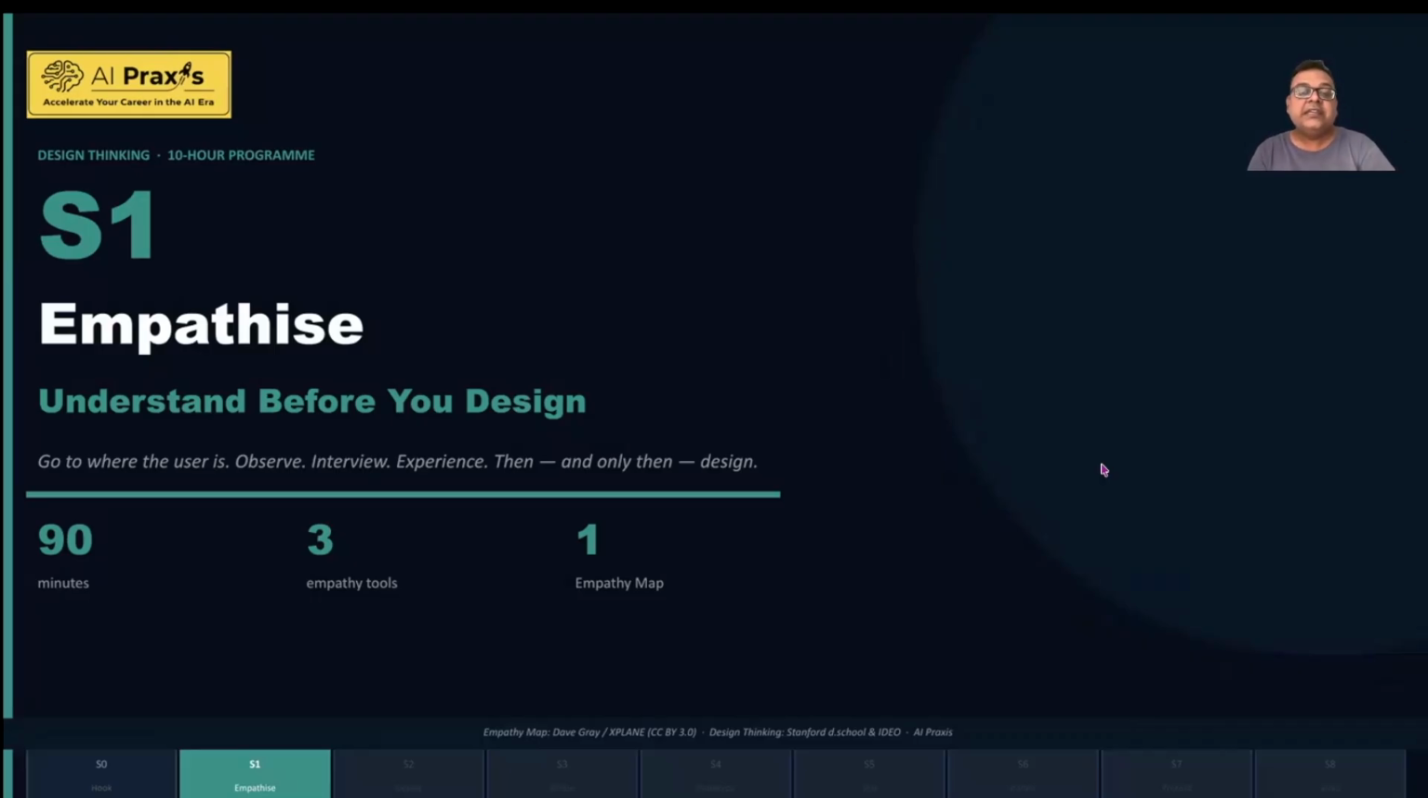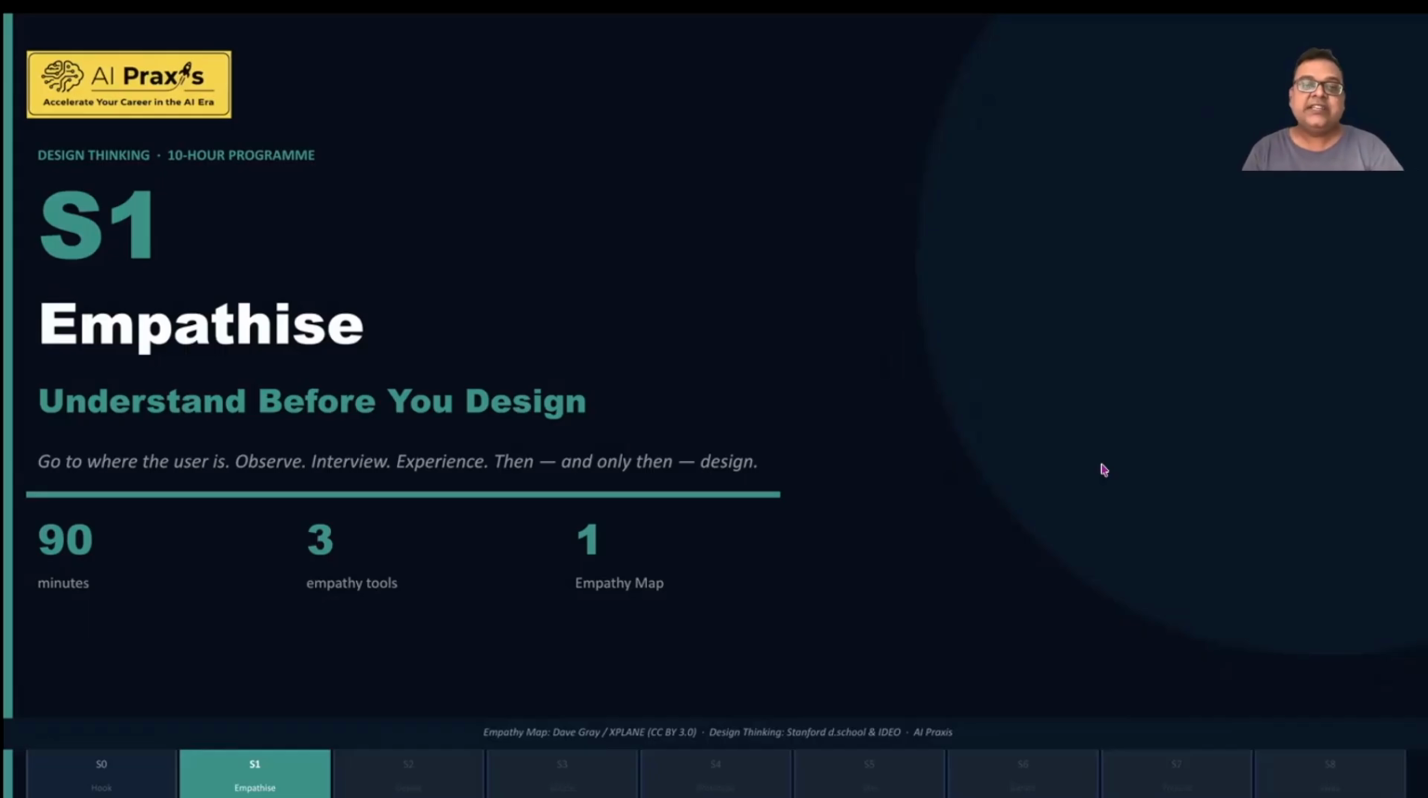In this particular session, we begin the first stage of the design thinking process. If you may recall, we had those five steps or stages. We started with empathize, then define, then ideate, then prototype, and then test. In this session, we will understand at a much deeper level that first stage, empathize, because it actually determines the success of everything that follows.